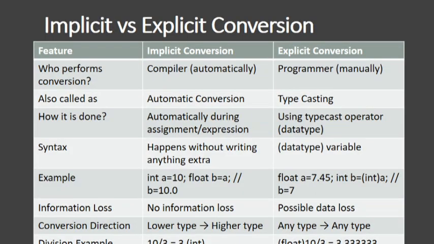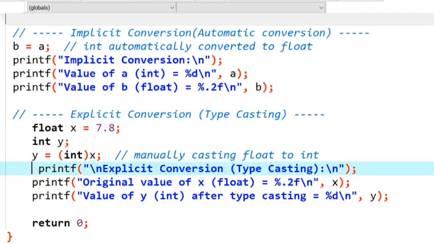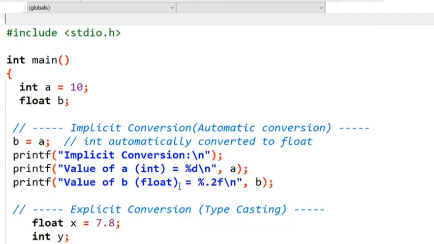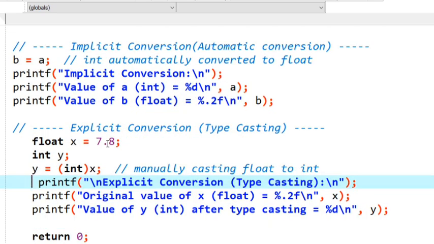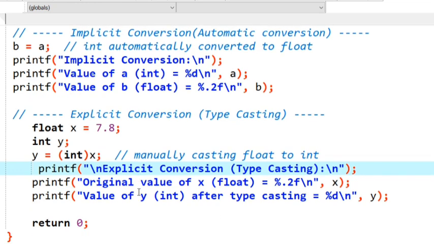Okay, let me explain this through an example. This is a type conversion and typecasting program. a equals 10, float b, and I am assigning b equals a. Since b is a float, I am going to get 10.0 as my output. Then float x equals 7.8, and for y I am going to convert float into integer, so y equals the typecast of 7.8, and I am going to get the answer 7.